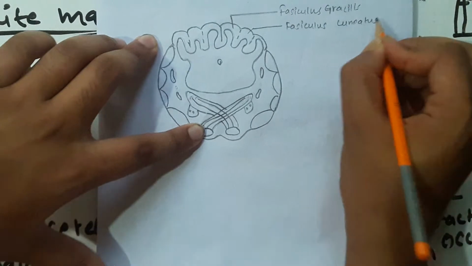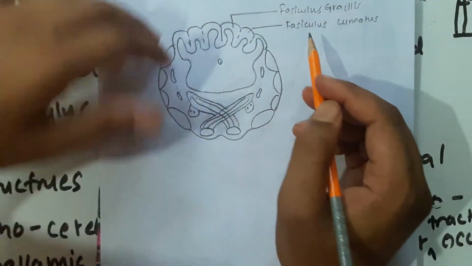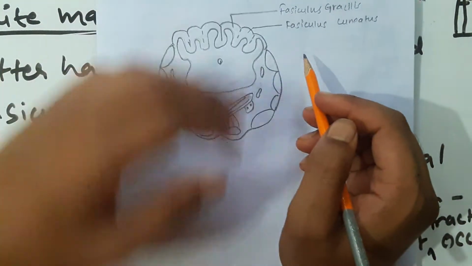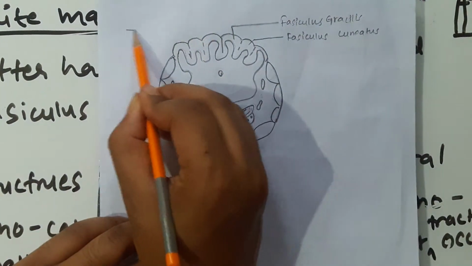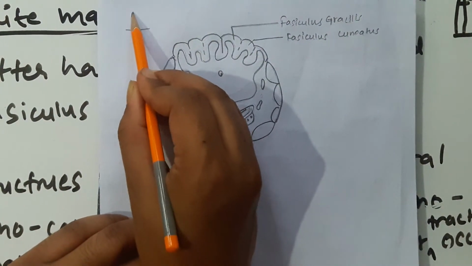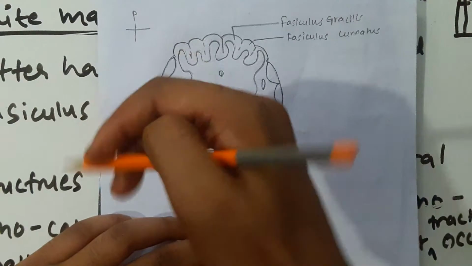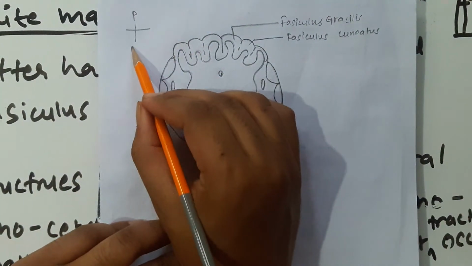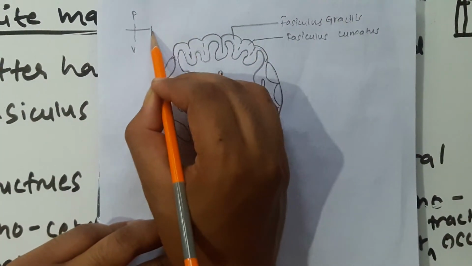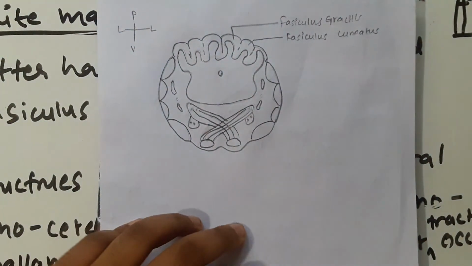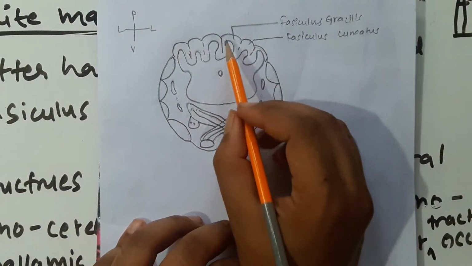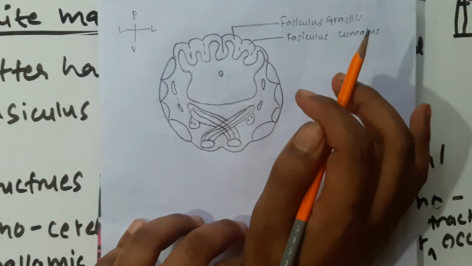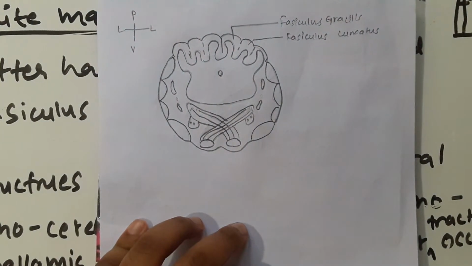So we told that the posterior white matter has fasciculus gracilis, isn't it? The posterior, this is the dorsal, and this is the ventral part, and these are the lateral parts. So the posterior most part of the white matter has fasciculus gracilis and fasciculus cuneatus, as we told in the point while discussing the white matter.